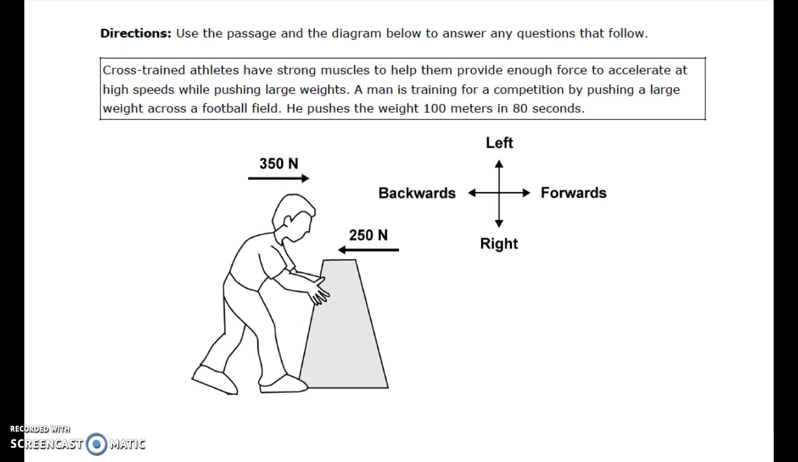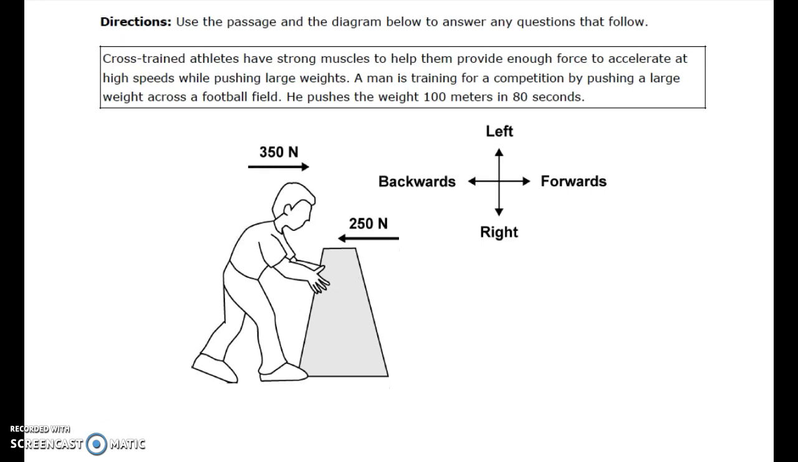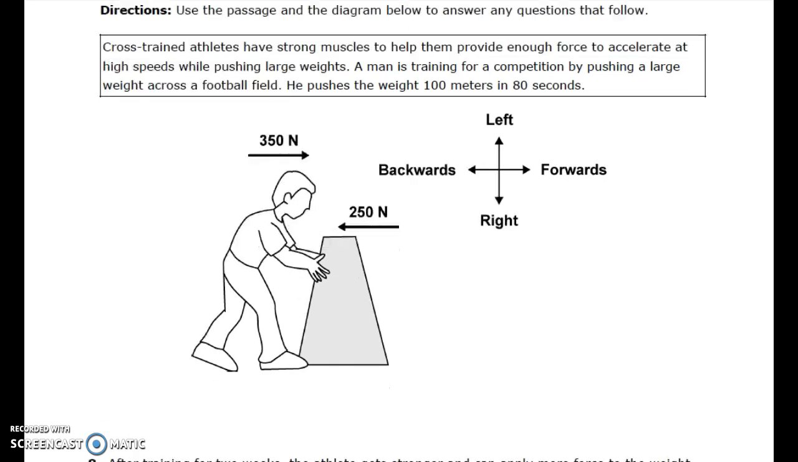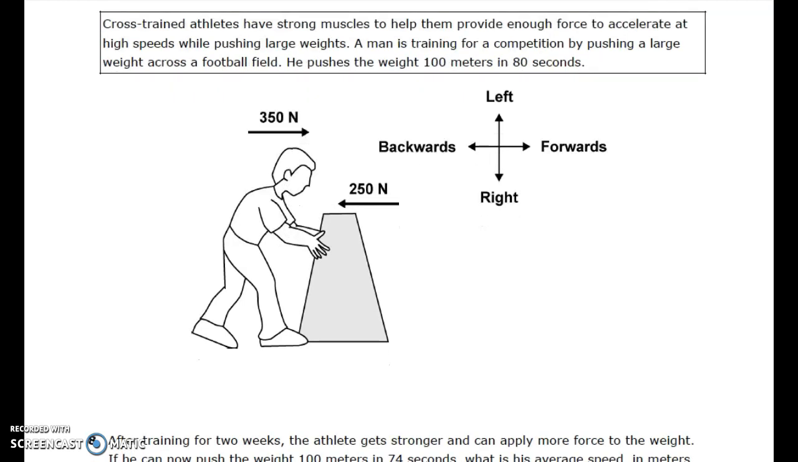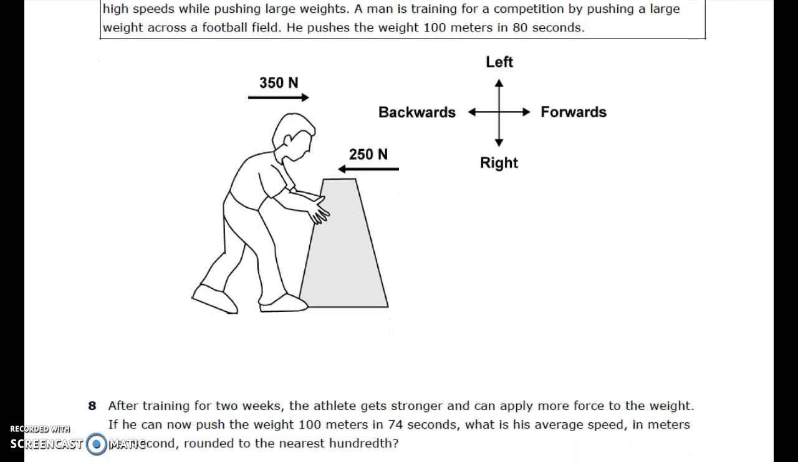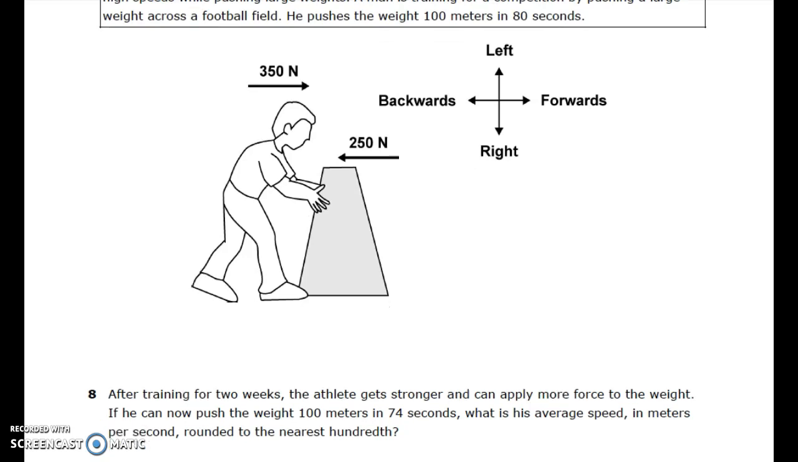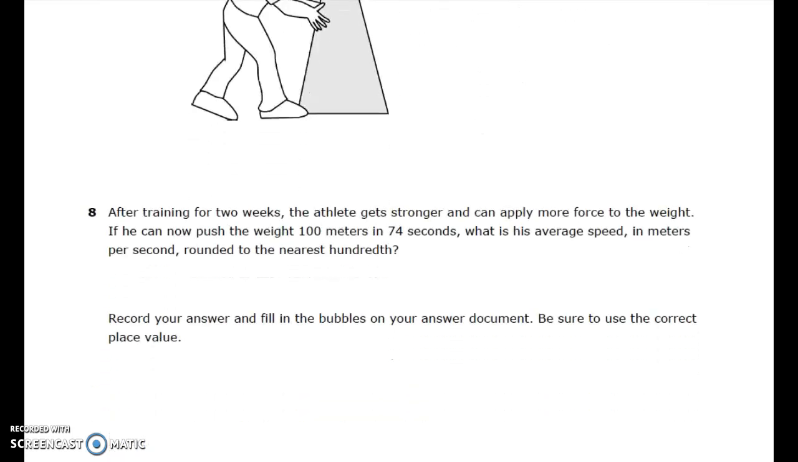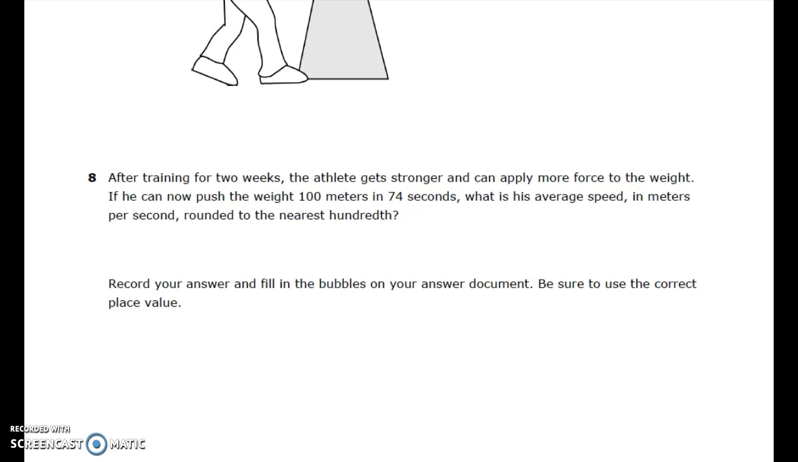Directions. Use the passage in the diagram below to answer any questions that follow. Number 8. After training for 2 weeks, the athlete gets stronger and can apply more force to the weight. If he can now push the weight 100 meters in 74 seconds, what is his average speed in meters per second, rounded to the nearest hundredth? Record your answer and fill in the bubbles on your answer document. Be sure to use the correct place value.